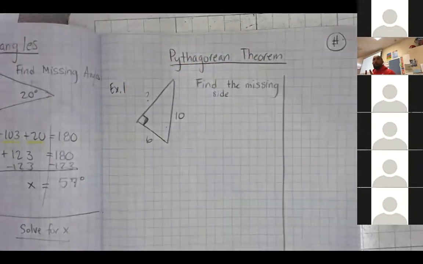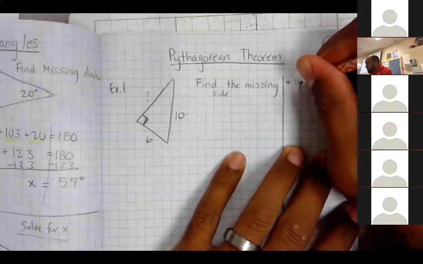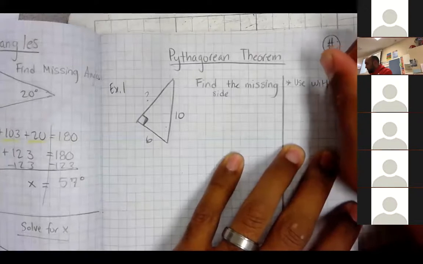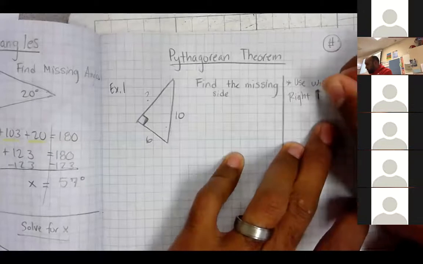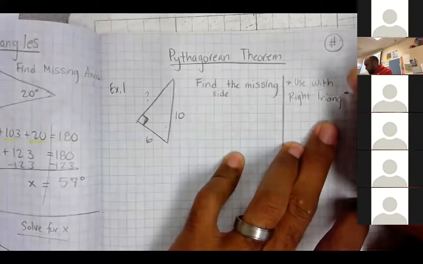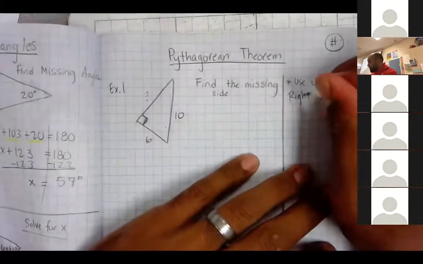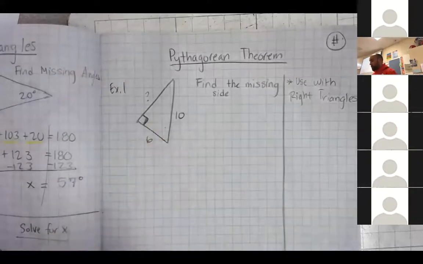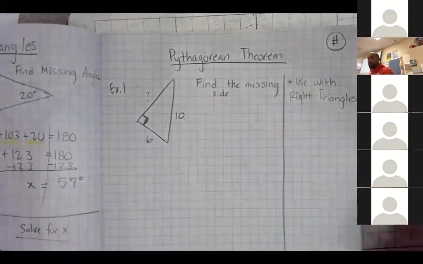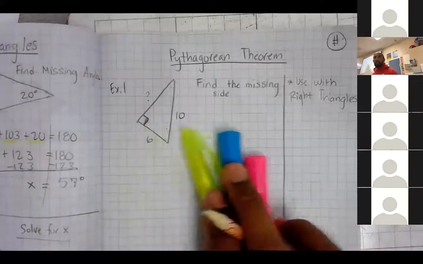Now, Pythagorean theorem only works with right triangles. So use with right triangles. And remember, right triangles are right triangles when they have a 90-degree angle. If you have highlighters, I recommend having highlighters. I always try to keep like 3 colors handy.